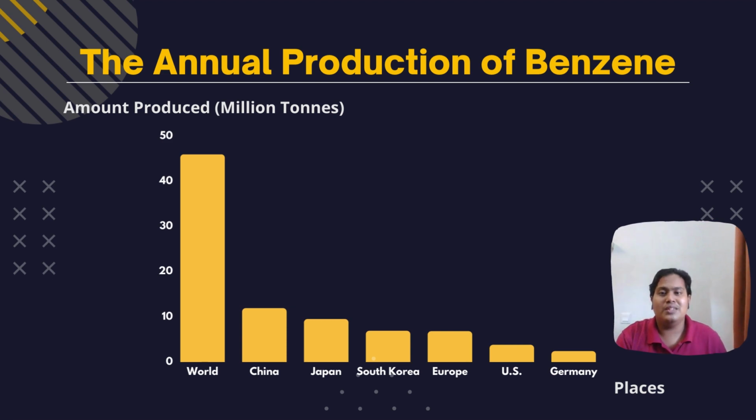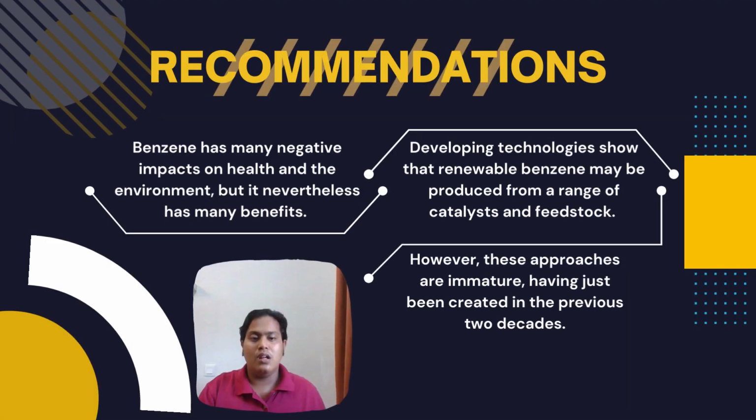The annual production of benzene is shown in the chart below. The annual production of benzene in the world is 46 million tons. In China, the amount produced is 11.9 million tons. In Japan, it is 9.5 million tons, and South Korea is 6.9 million tons. Europe is 6.8 million tons. The United States is 3.8 million tons, and lastly Germany is 2.4 million tons.